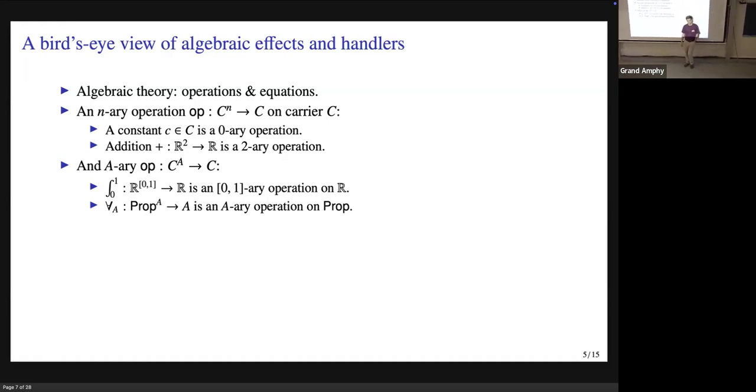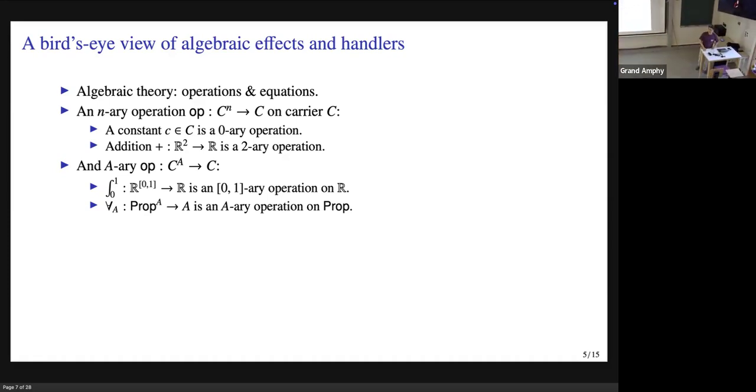Another one that comes from logic is the universal quantifier on some set A, because it's going to take a predicate on A, which is a function from A to Prop, and it's going to give you a Prop. This should be Prop here. Yes, maps to Prop. So that's an example of a generalized arity.